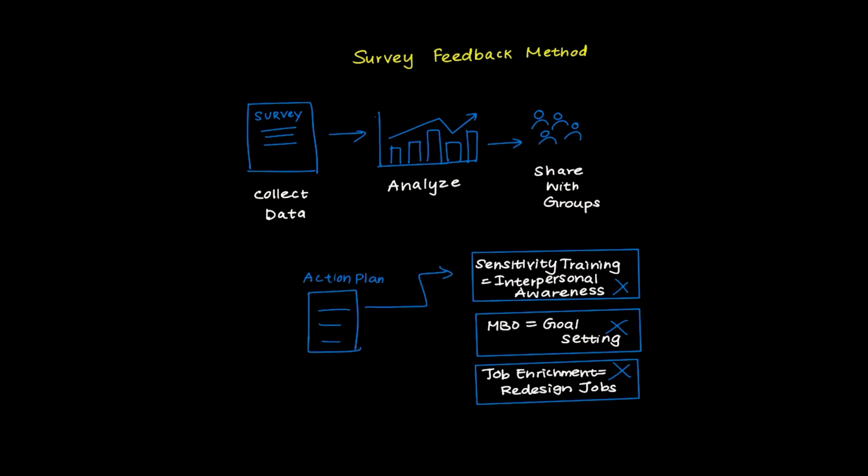Here's a WGU D351 OA exam tip for you. Survey employees, share results. Work groups develop action plans, means survey feedback method. Quick recall hook, collect data plus share results, equals survey feedback.